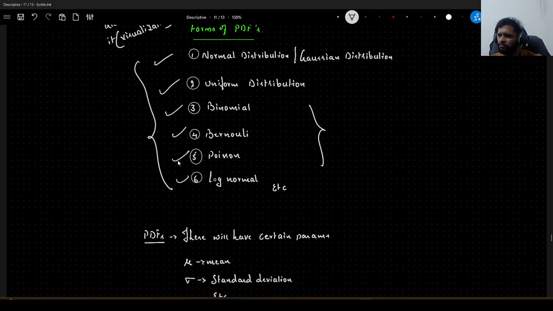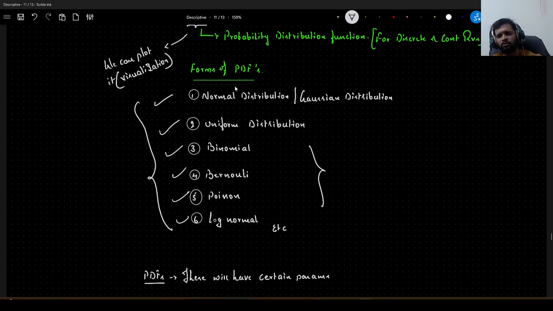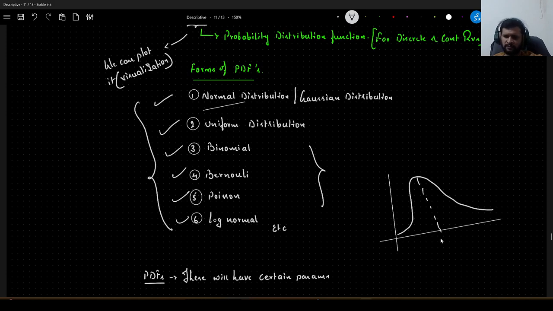Now these probability distribution functions will have certain parameters. If you take the normal distribution, this is how it usually looks. It's a bell shaped curve. This is not exactly a bell shaped curve, but you can consider it as one for the explanation. This normal distribution has mainly two parameters. One is the mean, represented by mu, and the other one is the standard deviation, represented by the letter sigma. So like this, there are many different parameters associated with different forms of probability distribution functions.